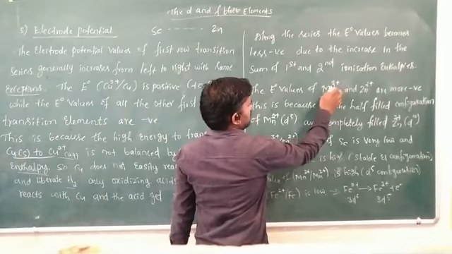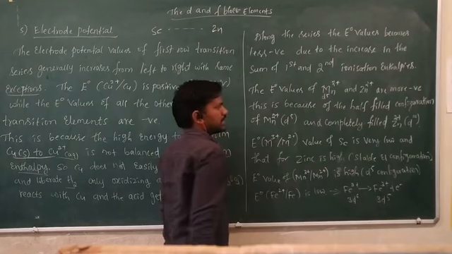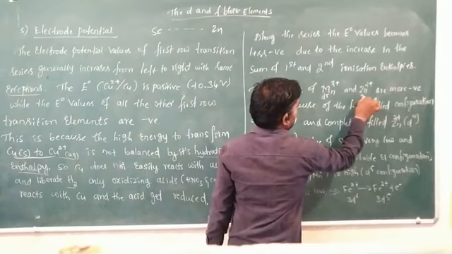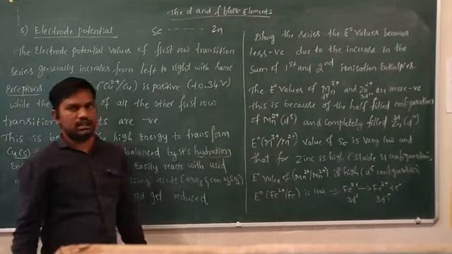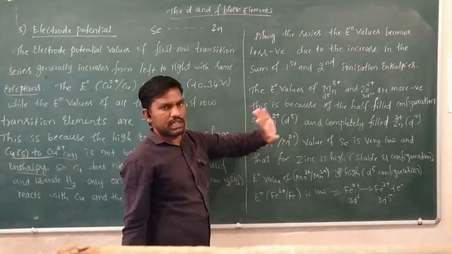Here Mn2 plus has a half-filled d5 configuration, and zinc has a completely filled 3d10 electronic configuration, so they have more negative values.